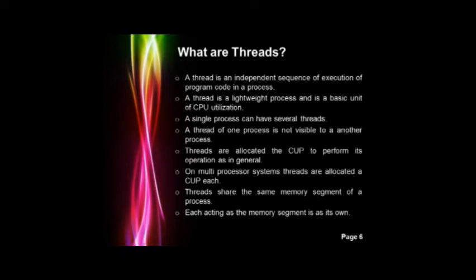A memory segment of a process is shared by its threads. The same memory segment which a process is allocated by the operating system will be subdivided to maintain the memory needed to execute the process. When we consider a multi-thread architecture, each thread's memory segment acts as the thread's own memory.